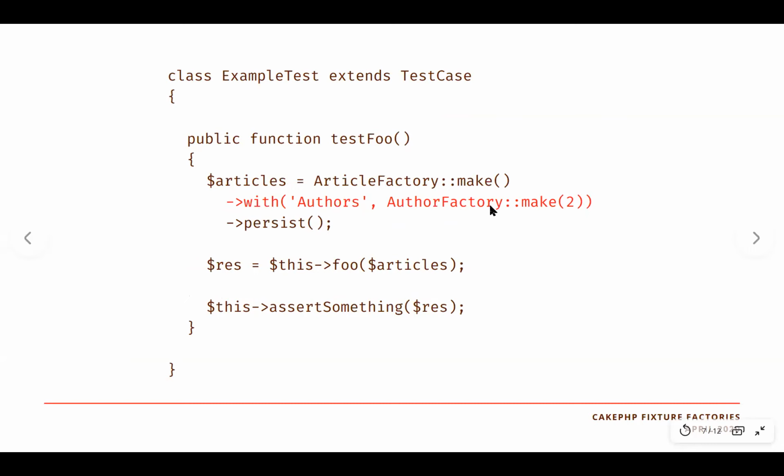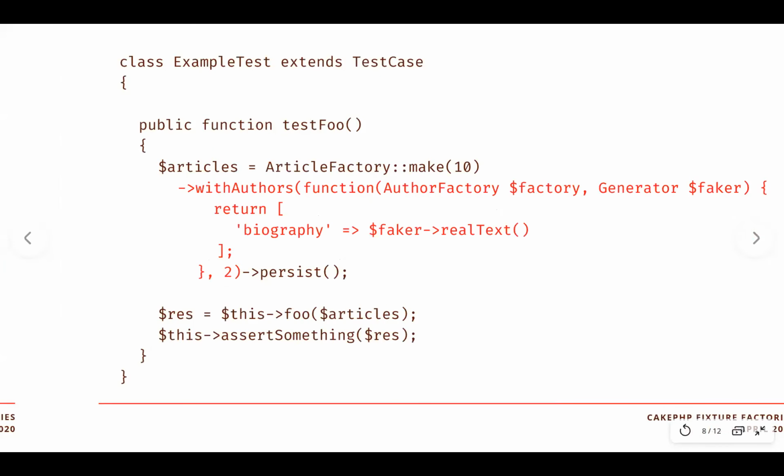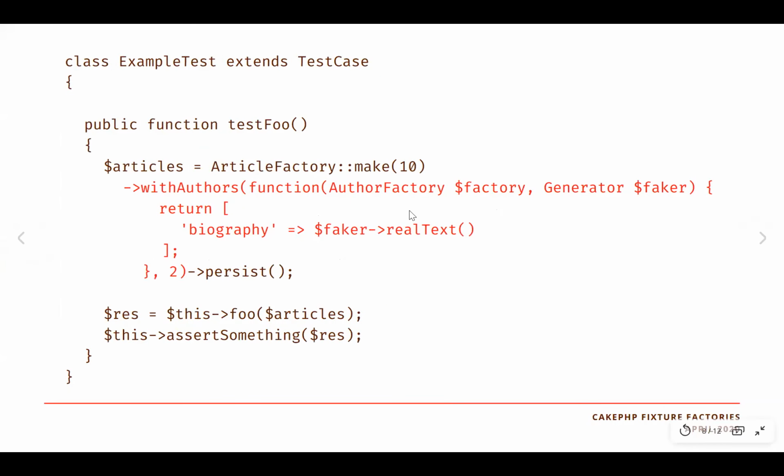Persist, and my database is populated. What I can also do is, on the fly, assign a biography to each author. So I'm creating 10 articles with 2 authors each, and each author is going to have a biography.